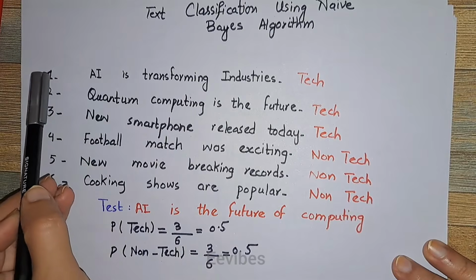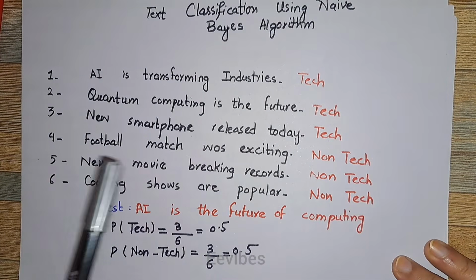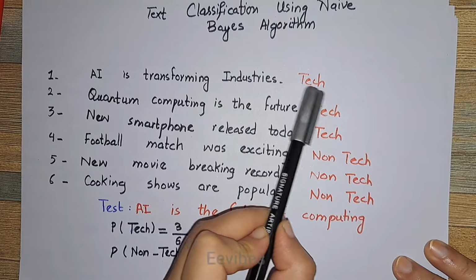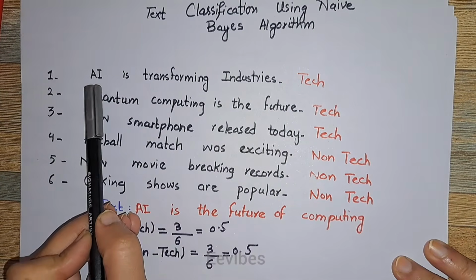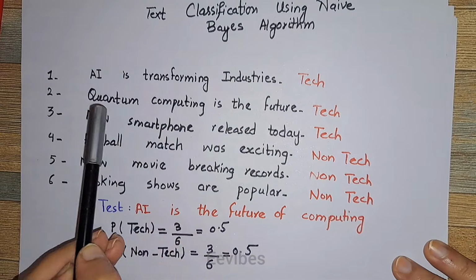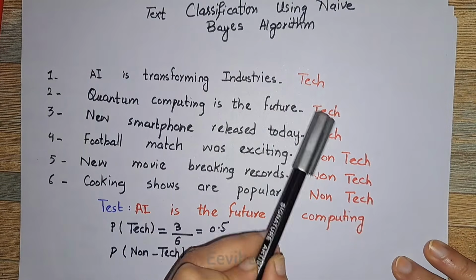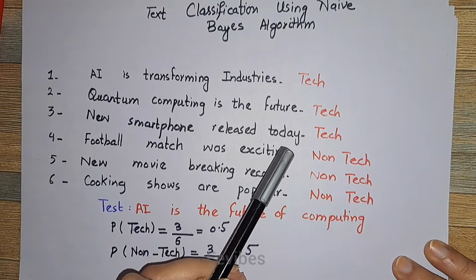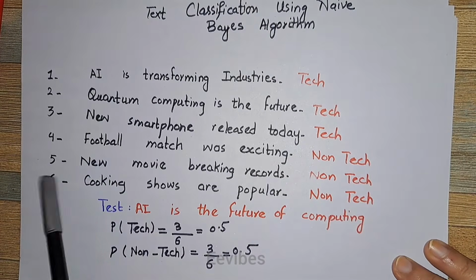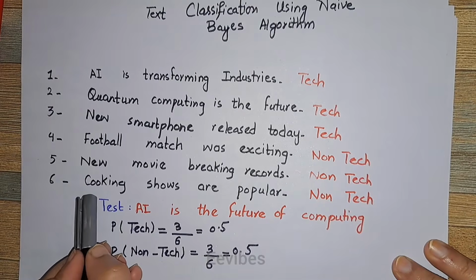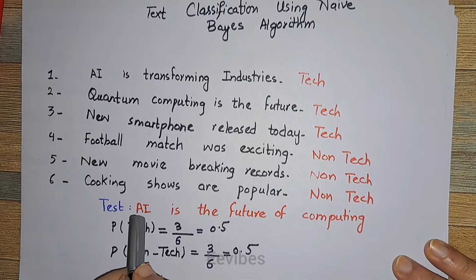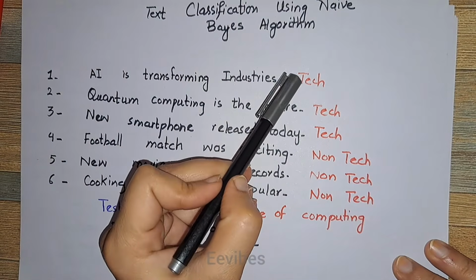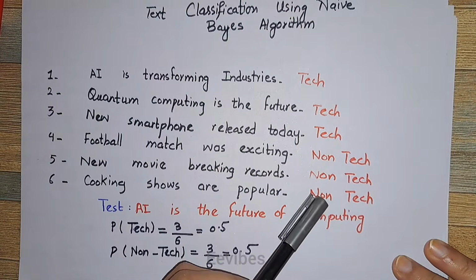We can see here are 6 sentences, out of which 3 sentences belong to the class tech. For example, AI is transforming industries, quantum computing is the future, while 3 other sentences belong to the class non-tech. So our task is to test, given the sentence, whether "AI is the future of computing" belongs to the class tech or non-tech.